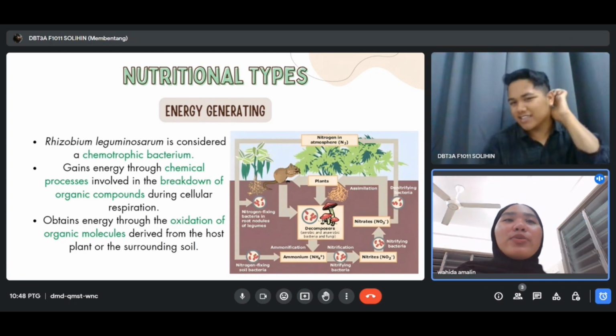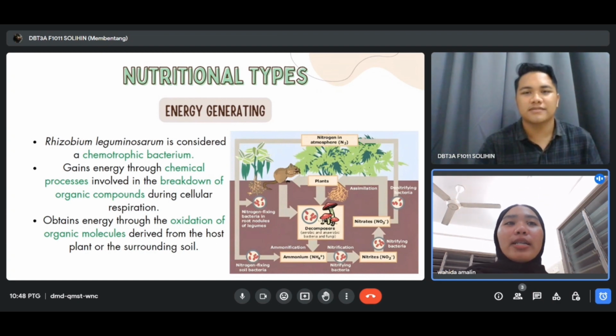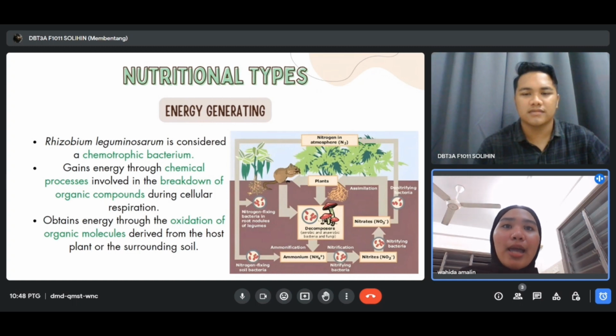As we can see in these pictures, this bacterium converts nitrogen gas to ammonia, then into nitrates. So the plant can use these nitrates as a nutrient for its growth.